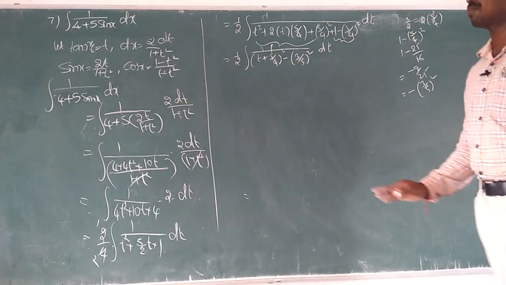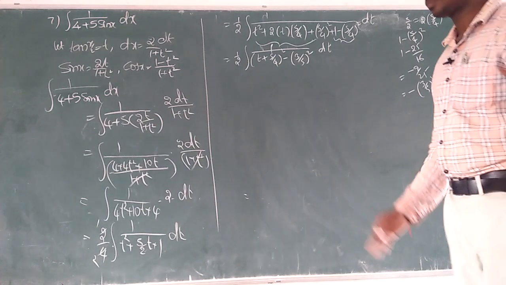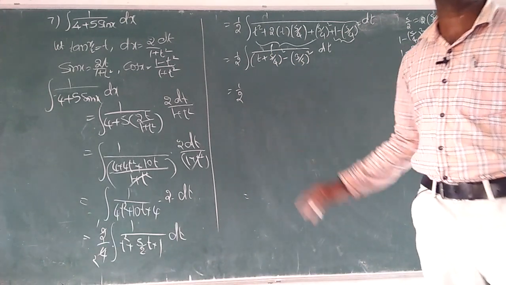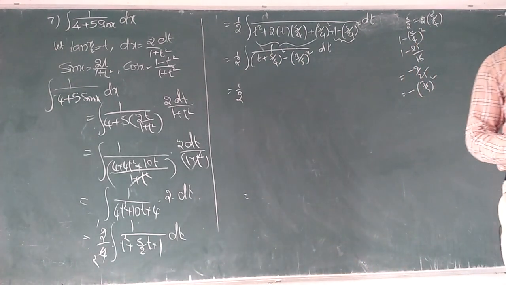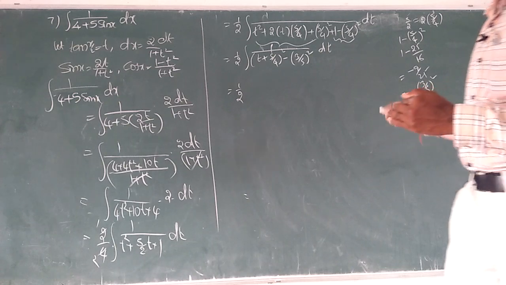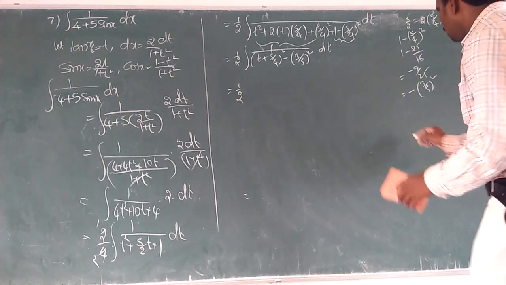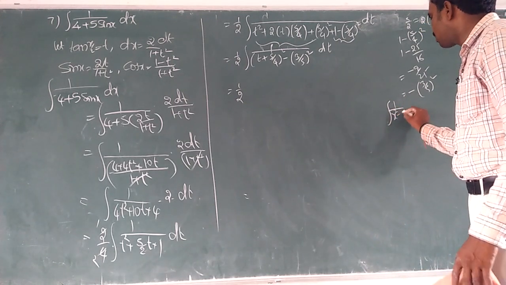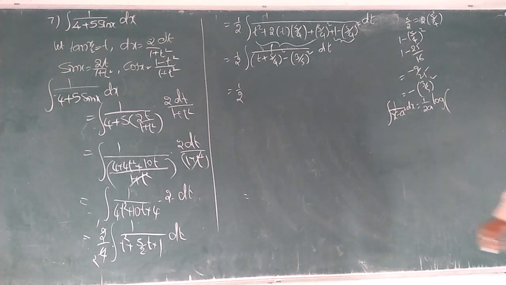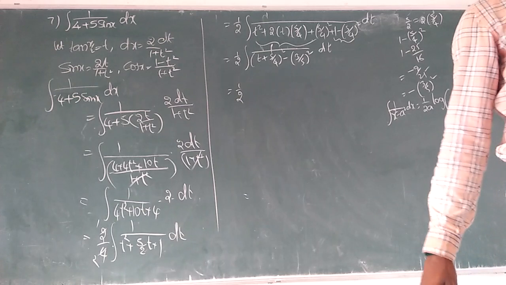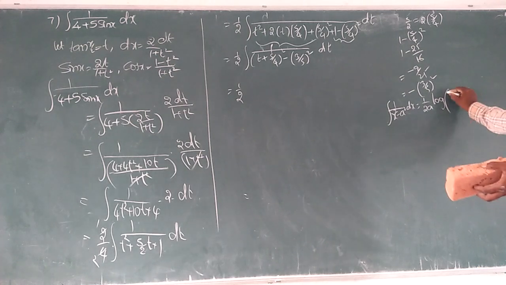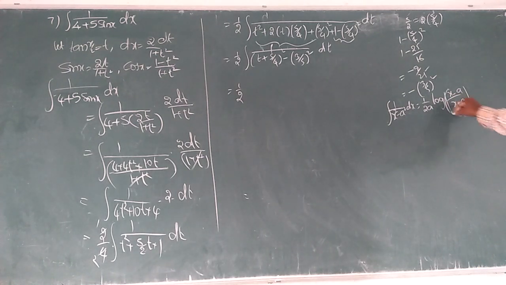Now which formula can we apply? The 1 by x square minus a square formula should be applied. What is the 1 by x square minus a square formula? The integration of 1 by x square minus a square is 1 by 2a log of x minus a by x plus a plus c. Just now, before the long questions, the formula was given.